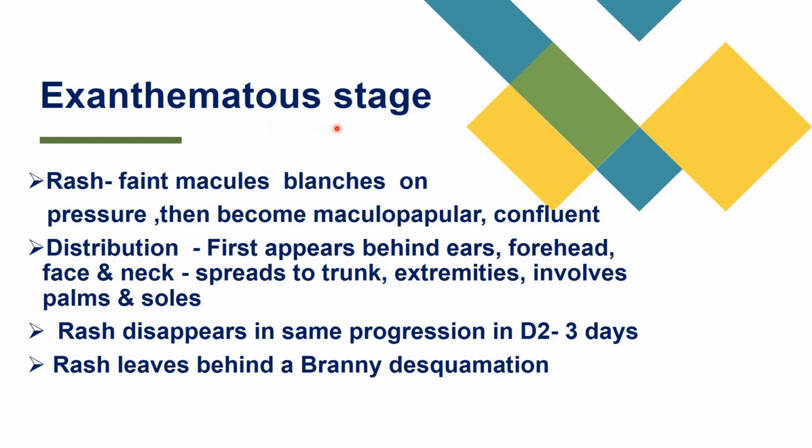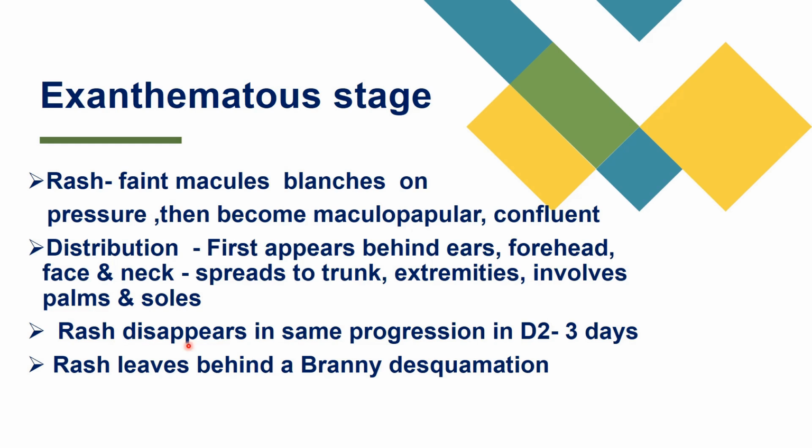So in the exanthematous phase, the description of the rash is very important for your diagnosis, and even for the exams. The rash is faint macules, which blanch on pressure initially, then it becomes maculopapular and confluent. The distribution is, first it appears behind the ears, then forehead, then face and neck, and then spreads to the trunk, extremities, and then also involves the palms and soles. So this is very important for the diagnosis of measles.